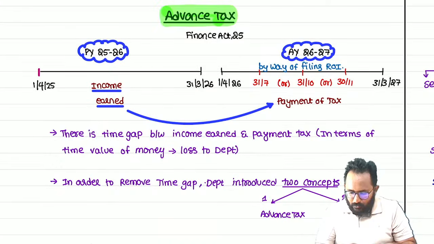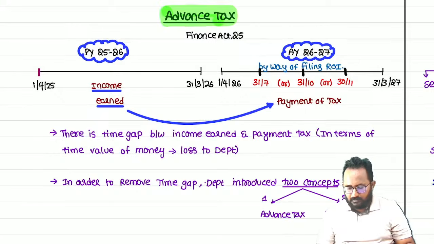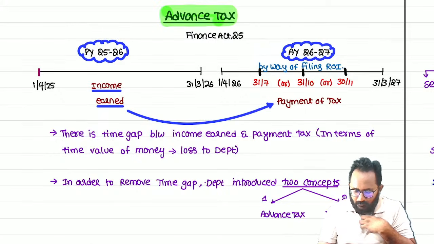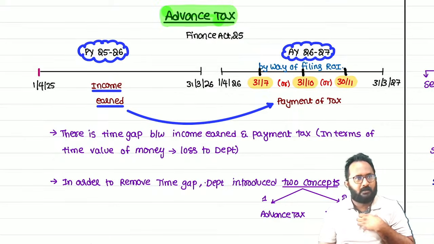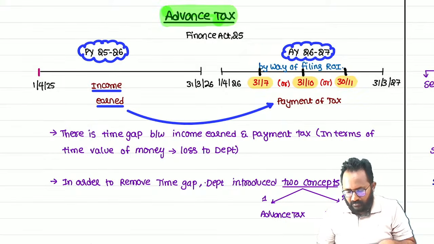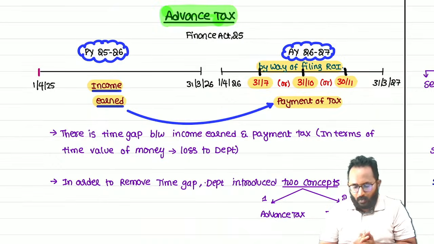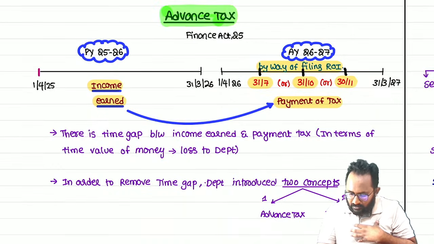What due dates are available for filing the return of income? 31st July, 31st October, 30th November. Remember, any one of the due dates we can follow. Generally, how many due dates are available? 3. Any one of the due dates, as per our situation, we can follow and file the return of income. By using this return of income only, we can pay the tax on the income earned during the previous year.